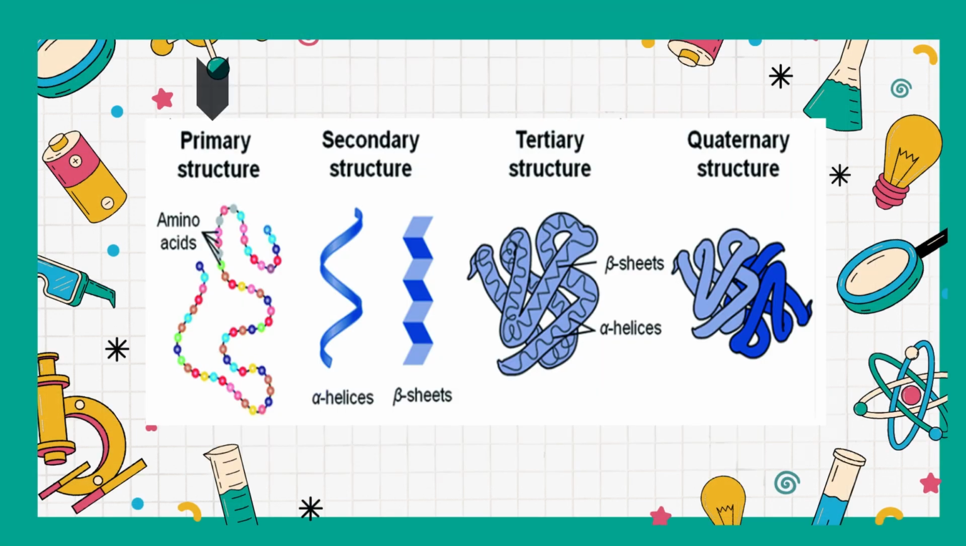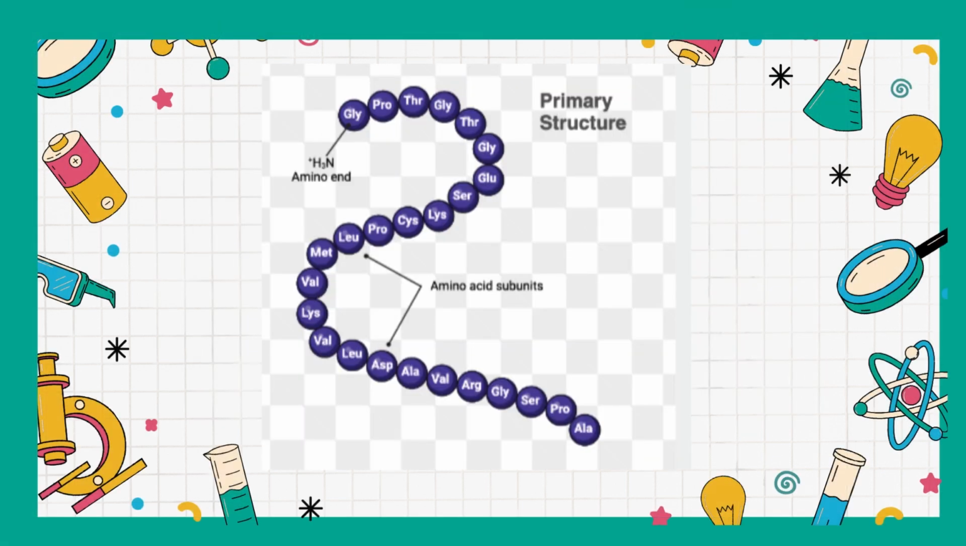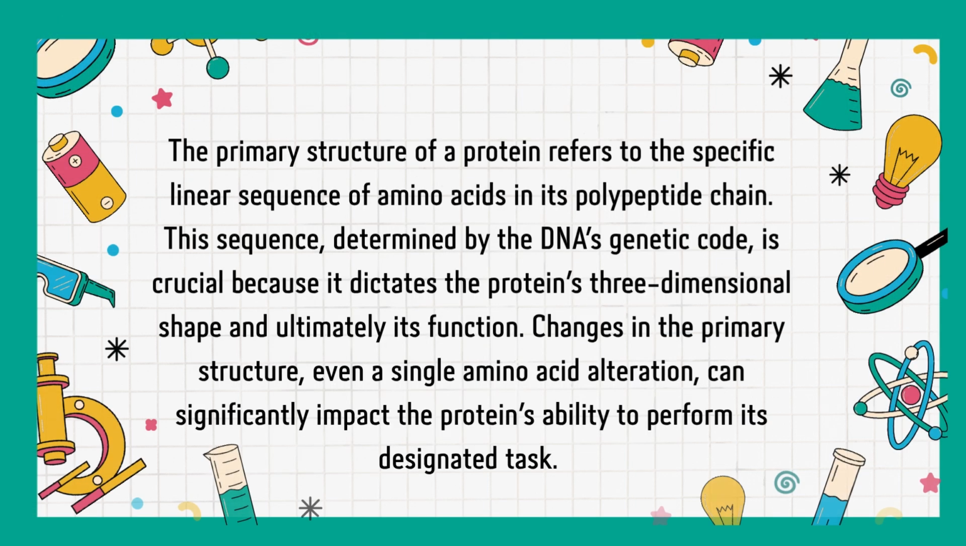As you can see in the picture of the primary structure, it refers to the basic, linear sequence of amino acids that make up a protein. This sequence is determined by the messenger RNA. It is very crucial because it dictates the protein's three-dimensional shape and ultimately its function. Changes in the primary structure, even a single amino acid alteration, can significantly impact the protein's ability to perform its designated task.